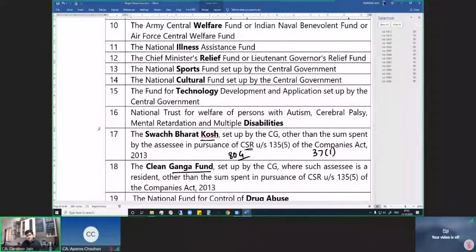Well, the list is always expanding. So you'll have a Corona Relief Fund, and even there 100% deduction would be available. But the point is, these funds are notified for the benefit of the nation.